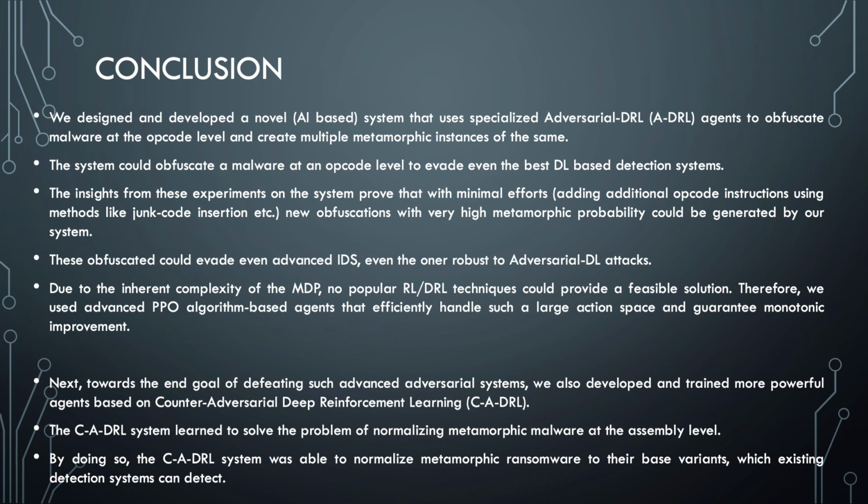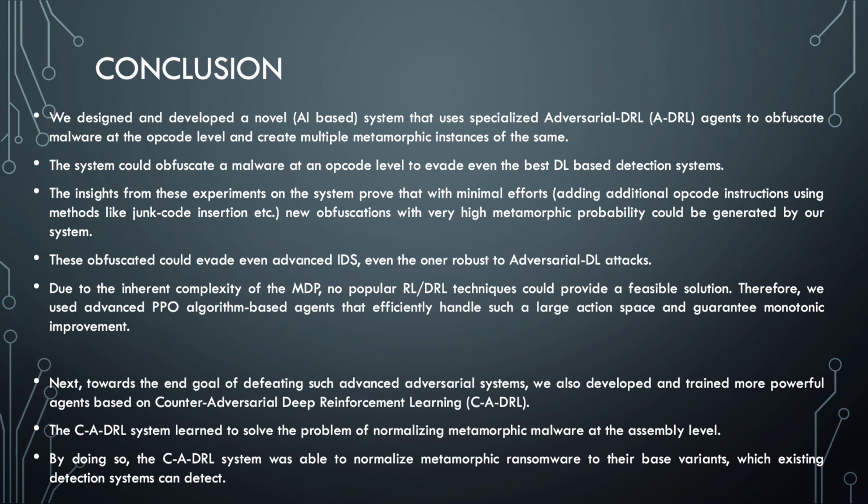The insights from the experiments on the system prove that with minimal effort, that is, by just inserting some junk code into the file, new obfuscations with very high metamorphic probability could be generated by the ARDRL system. These obfuscations could evade even some of the best intelligent malware defense systems, even the ones that are very robust against adversarial DL-based attacks. But to achieve this, we had to use very sophisticated reinforcement learning algorithms like PPO because of the inherent complexity of the MDP that was created for the task.